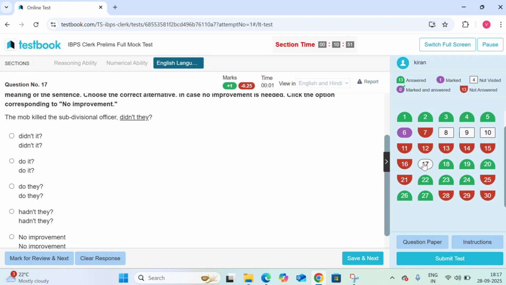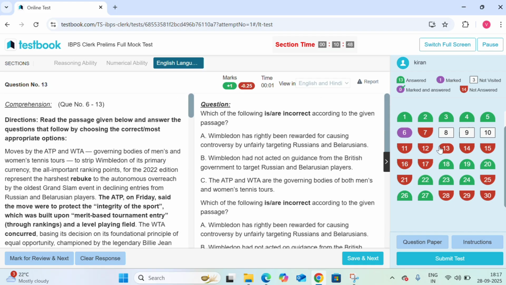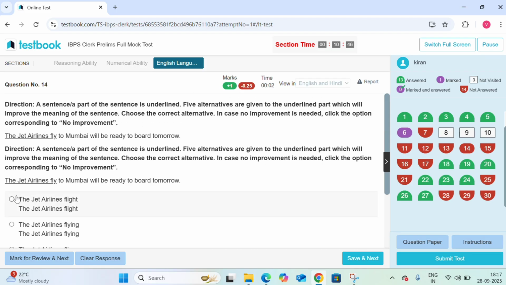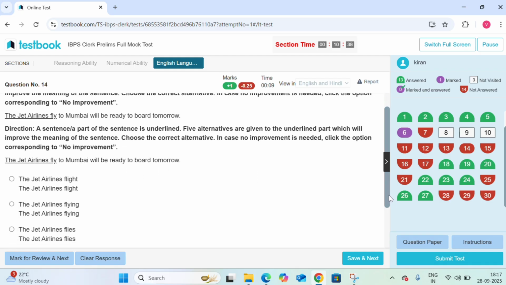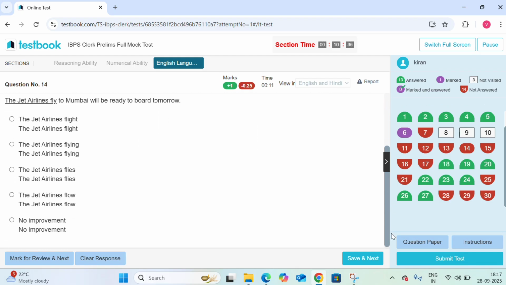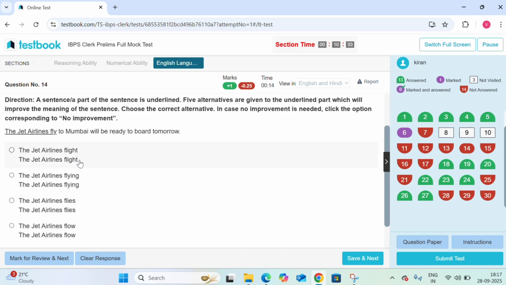I'm going to read this question. The Jet Airways flight to Mumbai will be ready to go tomorrow. The Jet Airways flight to Mumbai. The Jet Airways flight flying to Mumbai will be ready to go tomorrow. So present, flying to Mumbai.